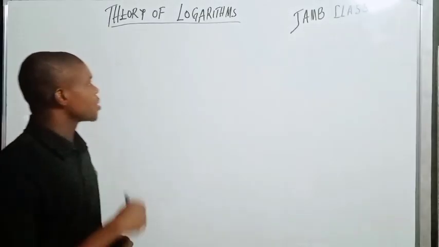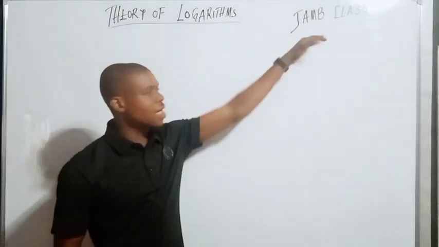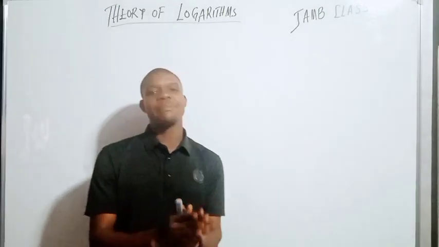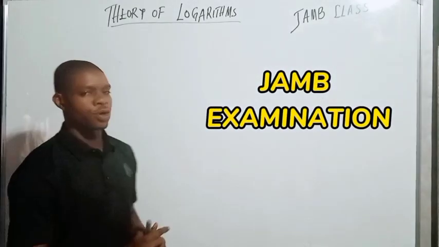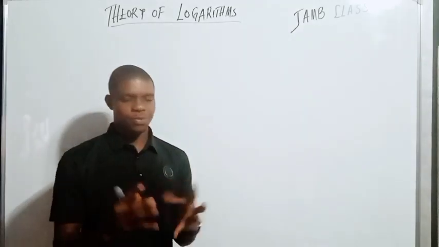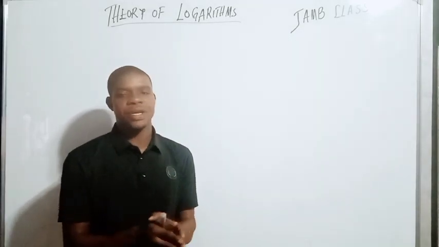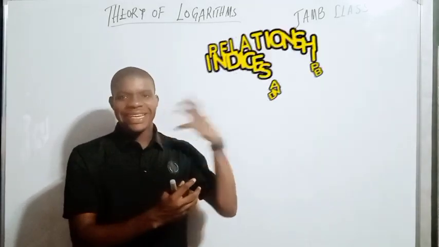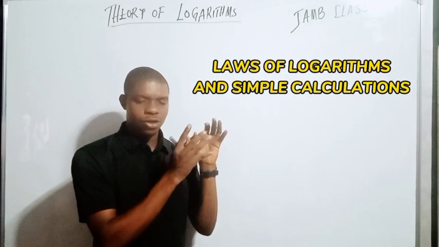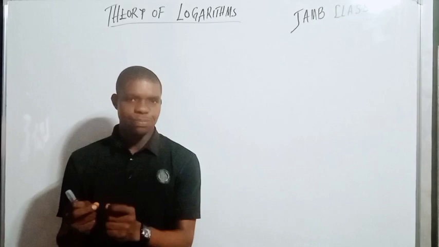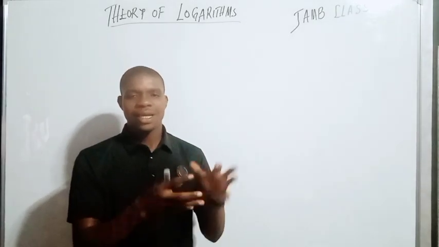So we are going to do our theory of logarithm, JAMB class. If you are writing mathematics in the JAMB examination, then you are going to face logarithm. This first video on logarithm is going to be on the relation between indices and logarithm. I'm going to look at the laws of logarithm, and how to solve simple problems. This is what we are going to do in this video.